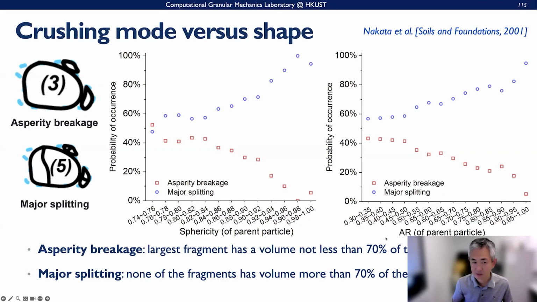And so both curves give us such a consistent trend that the larger fragment will have a volume not less than 70% of the parent for the sphericity. And major splitting is defined as the fragment having a volume more than 70% of the parent one. And so you can see here the occurrence decreases with aspect ratio for asperity breakage, but for major splitting, it increases here. So this is another shape effect.